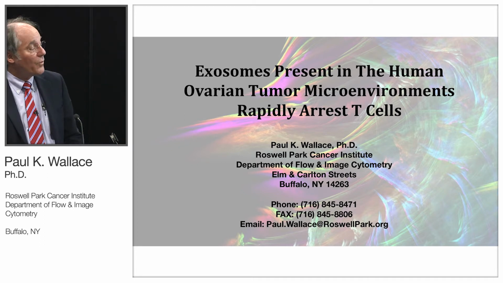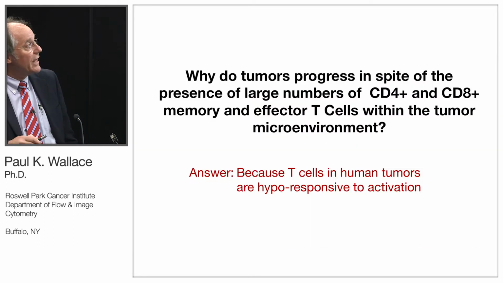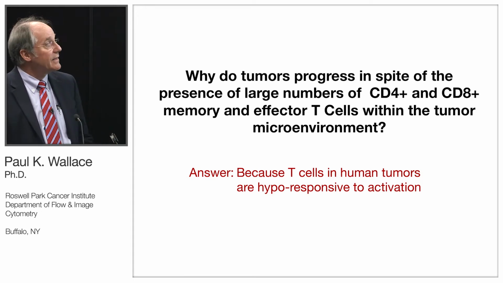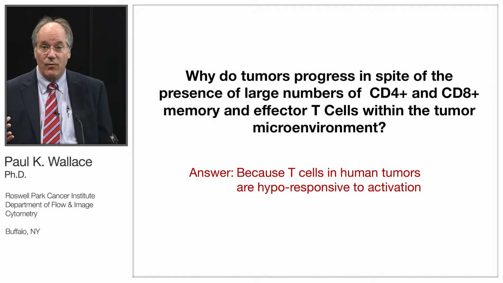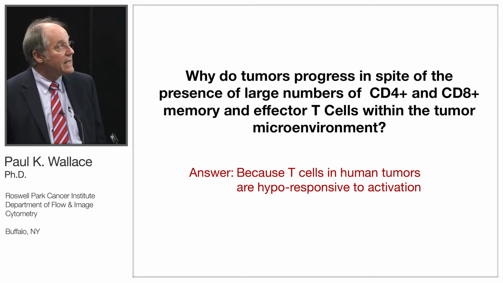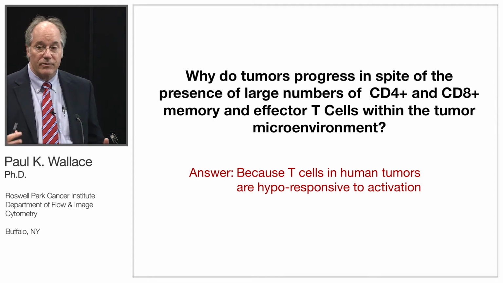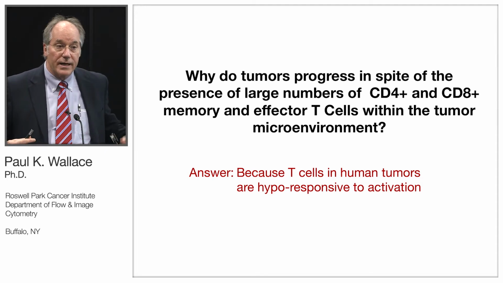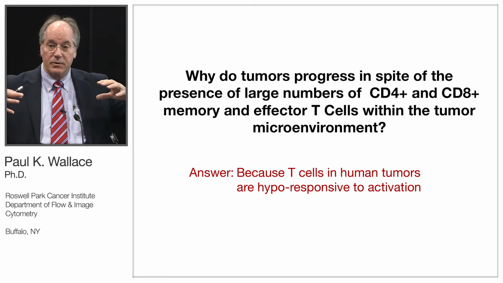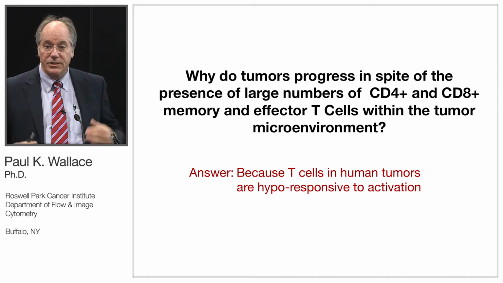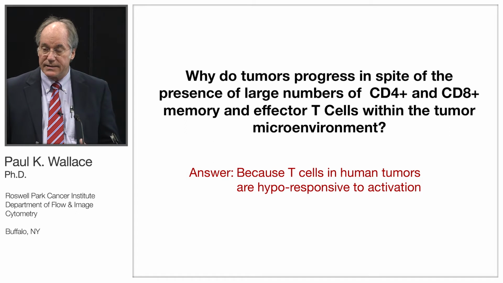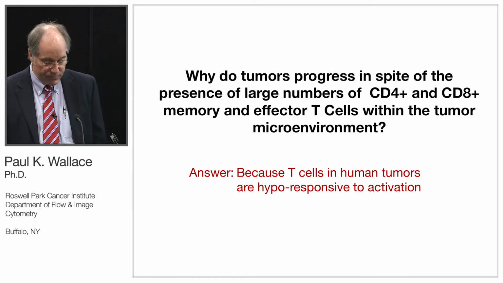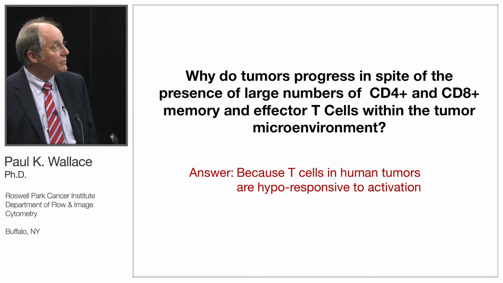So the question is, and I think we all ask this question, why do tumors progress in spite of the fact that there are a lot of CD4 and CD8 T cells in the tumor microenvironment? In this case, we're going to be talking about ovarian cancers, where not only do we have the tumor itself with a lot of T cells in it, but we also have the ascites that's often bathed in T cells as well as tumor. And in these patients, we can also look at the peripheral blood.